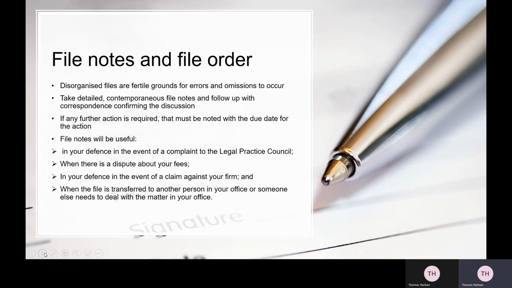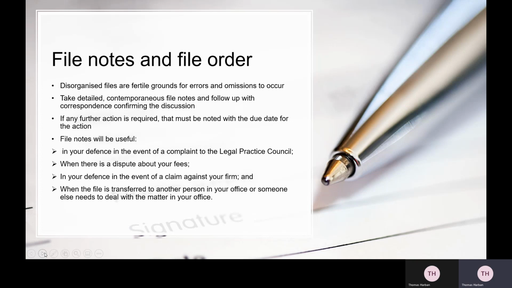In the event that your firm is facing a claim, as I've said, these could come to your defense. When the file is transferred to someone else in the office, a well-organized file makes it easier for the new person taking over to know exactly what was happening. If there are no file notes about certain discussions, there are going to be gaps in information, and that is a risk.